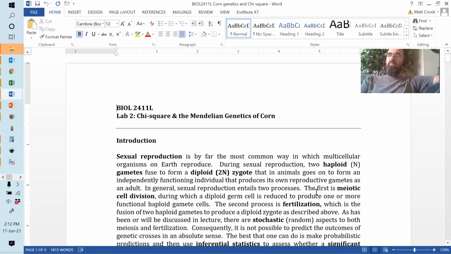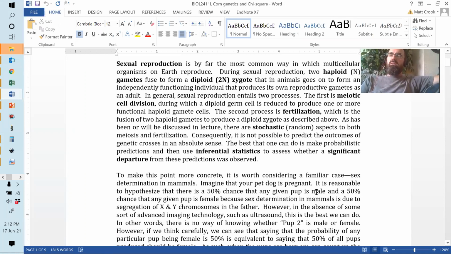Essentially, the idea here is that we're going to be using corn to look at both monohybrid and dihybrid crosses. So there's going to be one of each there. And also, we're going to use that to collect data from those corn kernels, really, and use that to carry out a chi-square test, right?